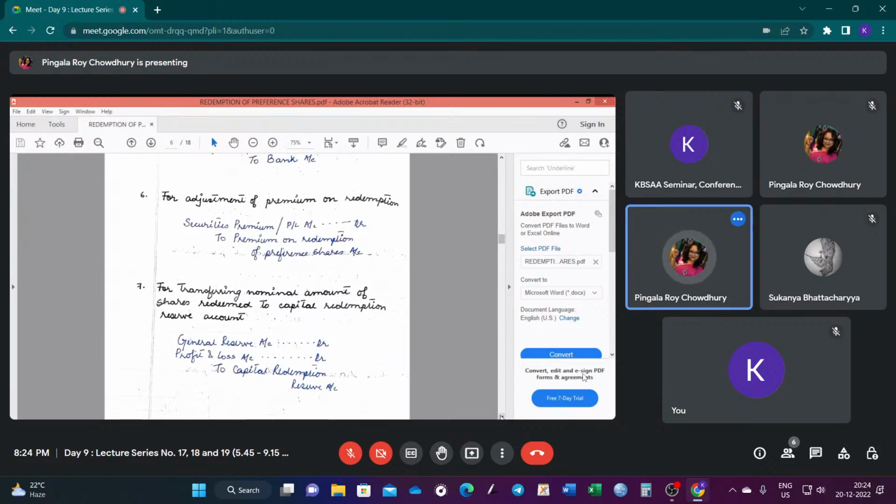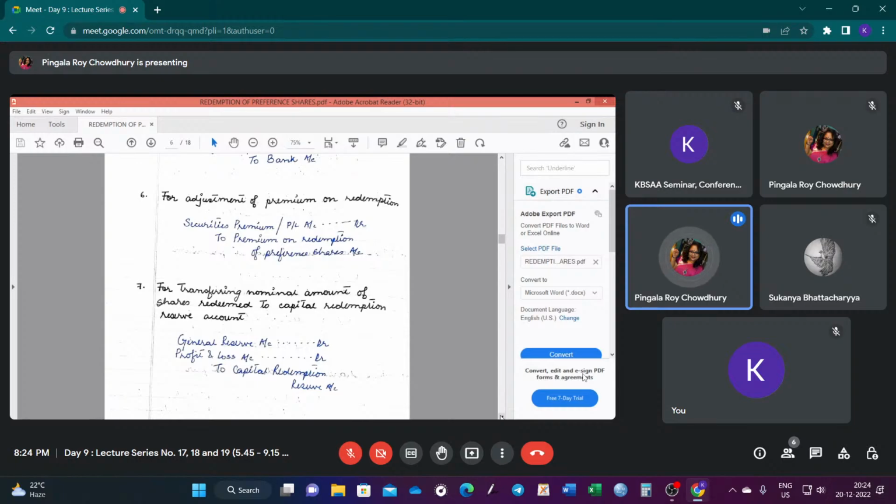Now, as we said, if the redemption is out of divisible profits, then an amount equal to the nominal value of the preference shares has to be set aside to capital redemption reserve. Now that entry will be looking like this. See, point number 7 says, for transferring nominal amount of shares redeemed to capital redemption reserve account. Now you are creating a reserve. That means you are creating a new reserve. Reserves are our credit items. So since you are creating a new reserve, capital redemption reserve account will obviously be credited.